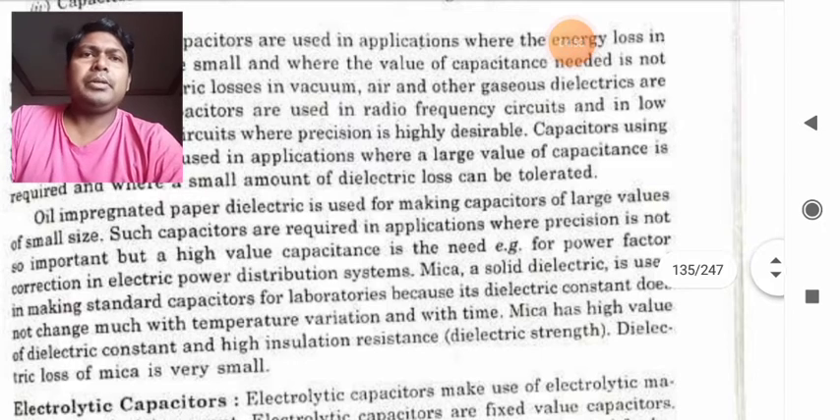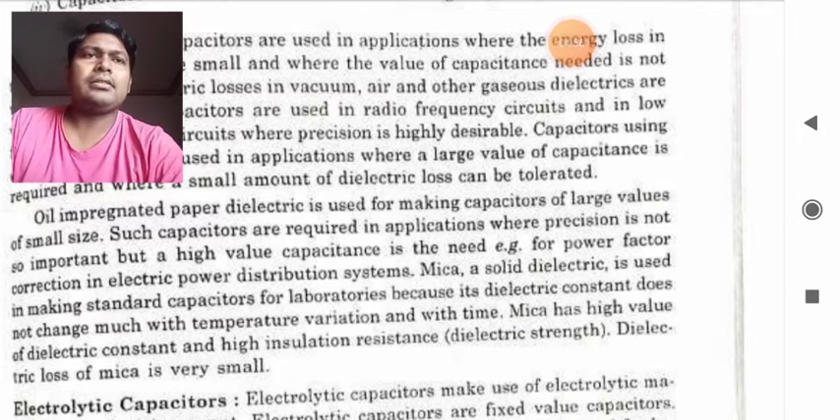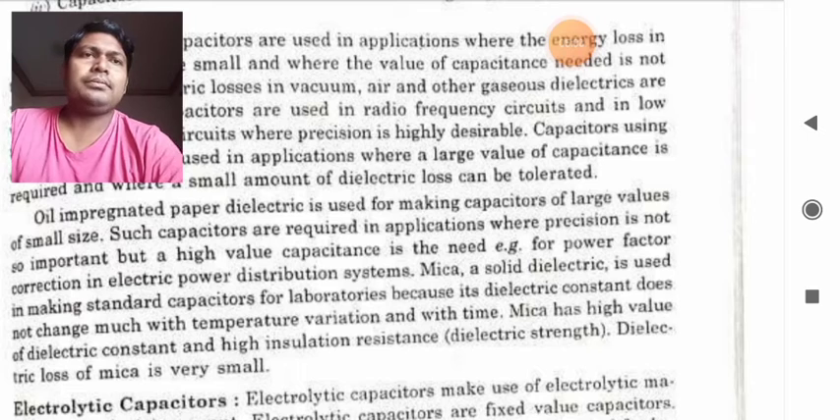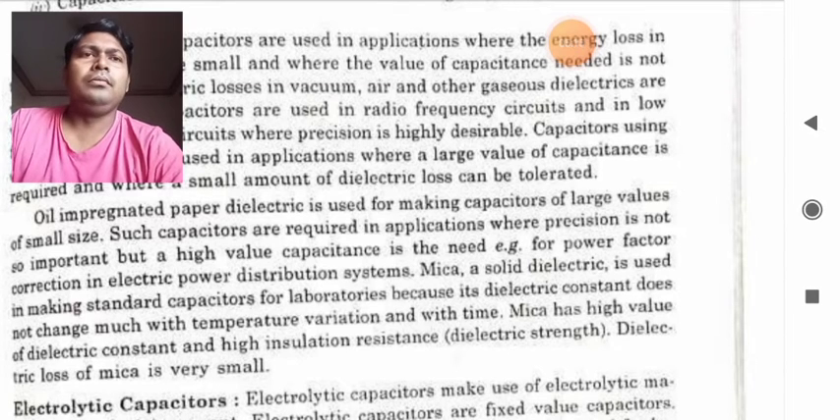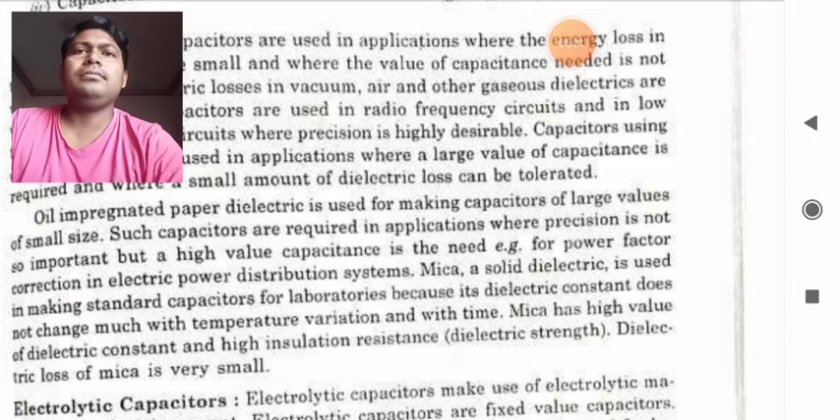Oil impregnated paper dielectric is used for making capacitors of large values of small size. Such capacitors are required in applications where precision is not so important, but a high value of capacitance is needed, for example for power factor correction in electric power distribution systems.